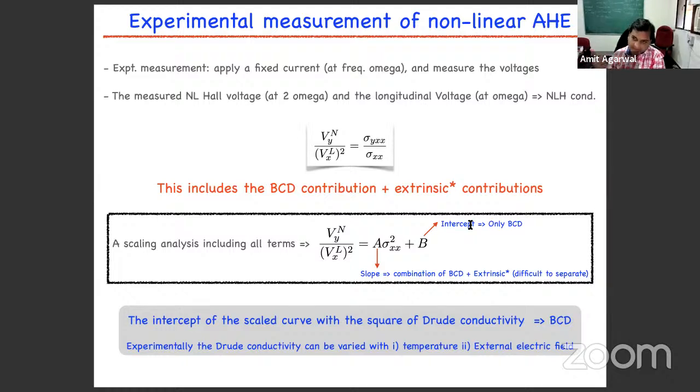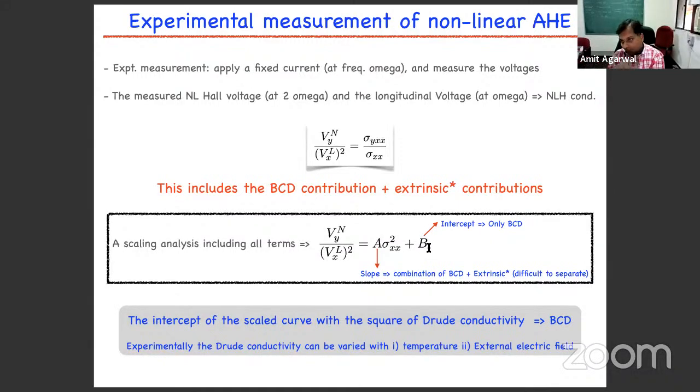Okay, so conductivity you can vary by either varying temperature or by varying external electric fields, and these two will play an important role basically. There are a lot of earlier works which do experiments by varying the temperature, but if you vary the temperature, it has an additional effect that it also modifies all these extrinsic contributions. If you do experiments like that, then you cannot be 100% sure of the correct scaling behavior with conductivity, because the sigma xx square itself is changing, number one. And the coefficients A and B may also change with temperature.